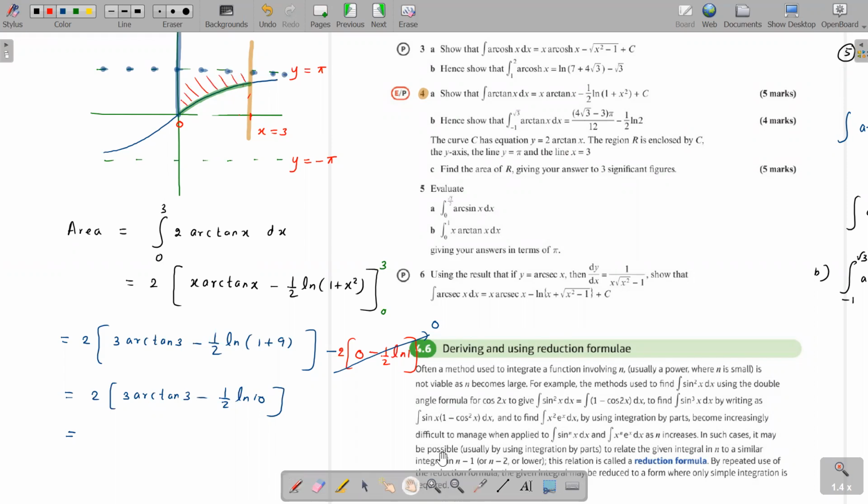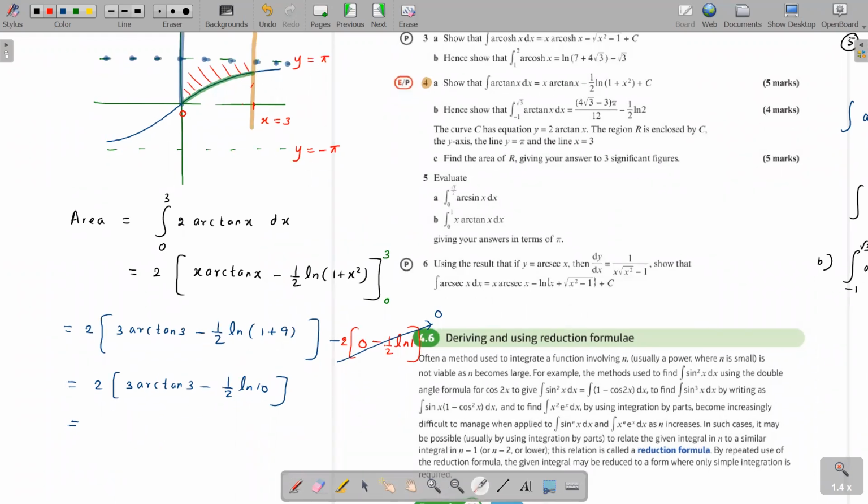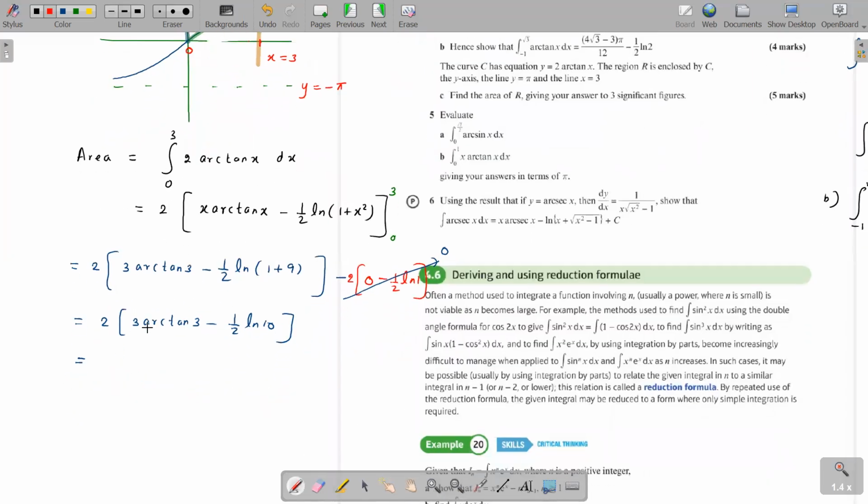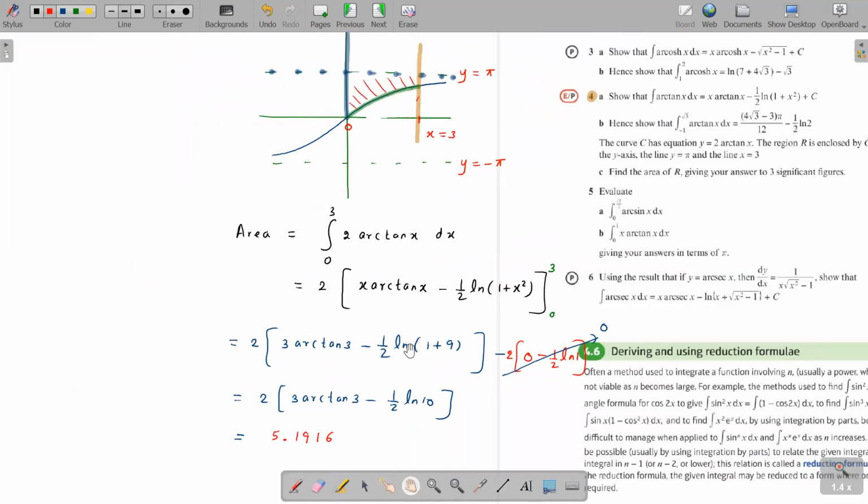So all we have to do is take the area that we found here and get the area of the rectangle and subtract it. What was the area you found here? 5.1916. Okay, 5.1916. Now to get the area we require, get the area of the rectangle. Area of the rectangle is length times breadth, 3 times pi.